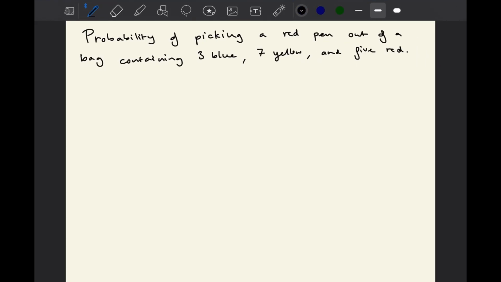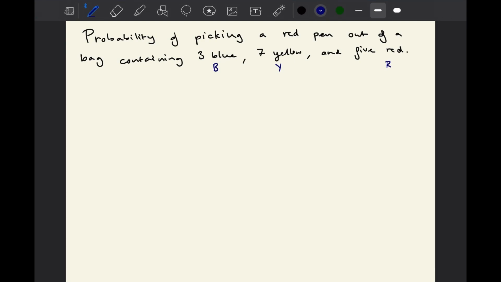So first, let's start off with a very basic question. We have to find the probability of picking a red pen out of a bag containing 3 blue, 7 yellow, and 5 red pens. So let's define some variables. Let's say that the blue pens are going to be our B, the yellow pens will be a Y, and the red are going to be an R, right?